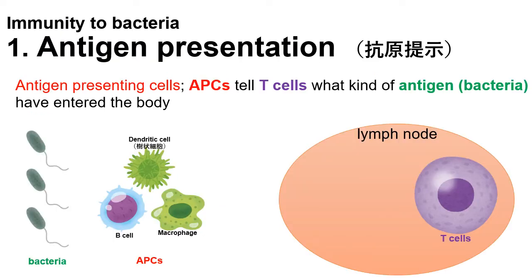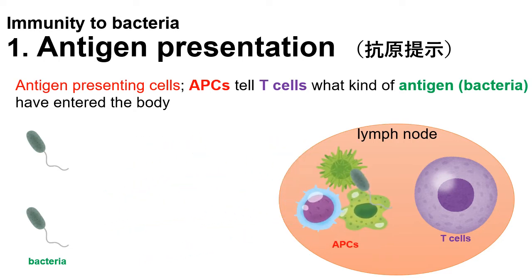When bacteria enter the body, first antigen-presenting cells such as macrophages, dendritic cells, and B cells take in some of the bacteria, break them down, and head for the lymph nodes. Then, they tell T cells in the lymph nodes what kind of bacteria has entered the body. This is called antigen presentation.